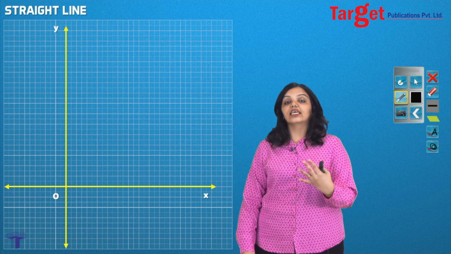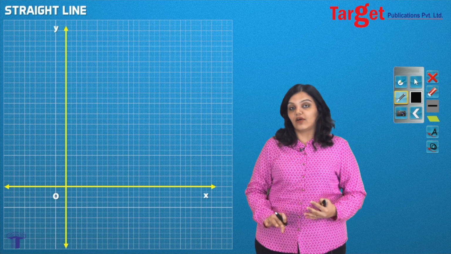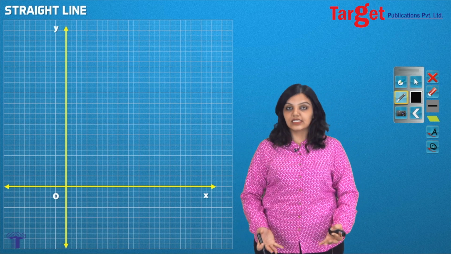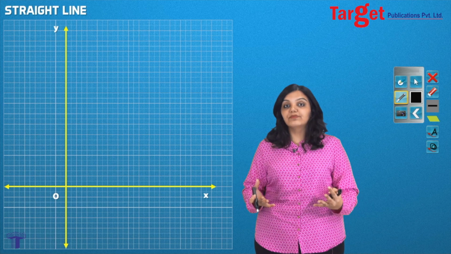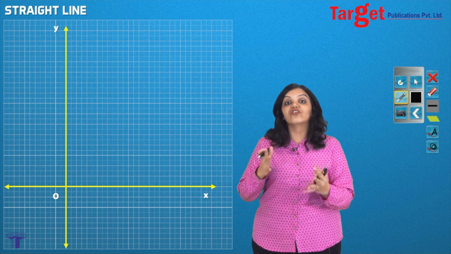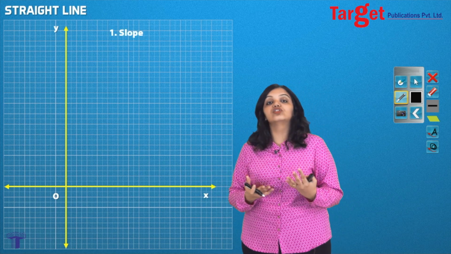Now here I want to say that I'm going to revise these properties of the graph by using straight line graphs. But of course, straight line graphs are not the only type of graphs you will see. You will see different types of shapes, but I want to just revise the properties, so I'm going to use straight line graphs to revise these properties. Let's first start with slope. Now we all know what slope is.